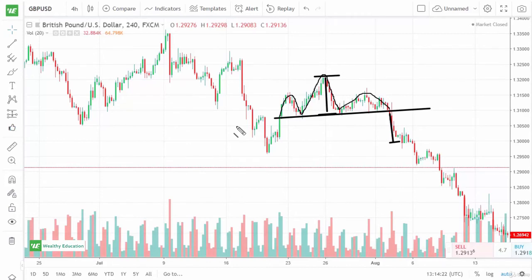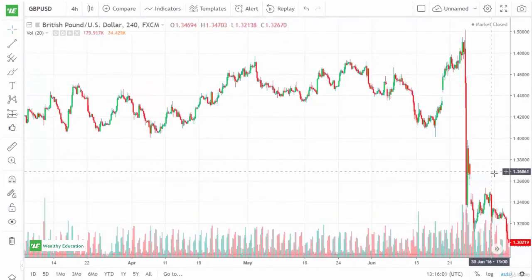It kept going. Stop losses are easy. You just put them on the other side of the shoulder, because if it turns around and breaks above the top of that shoulder, that's the breakdown shoulder, well, clearly the pattern didn't work out. So that is an example of a head and shoulders.